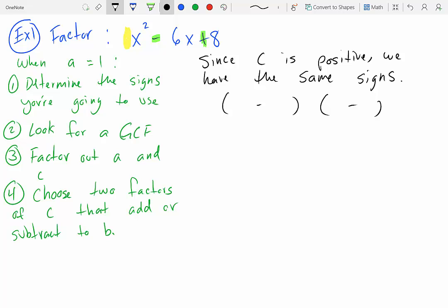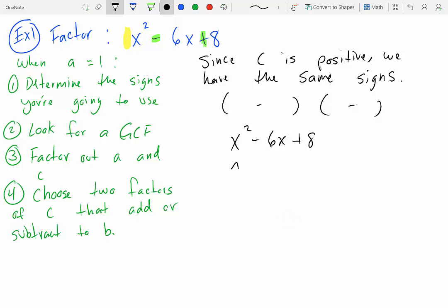That's greatest common factor. If there's something in common with all 3 of those terms, you need to take it out before you start. In this case, there's nothing in common because we have x squared, 6x, and 8. None of those have anything in common. So our third step is to factor out a and c. If we have our trinomial of x squared minus 6x plus 8, let's factor out a.